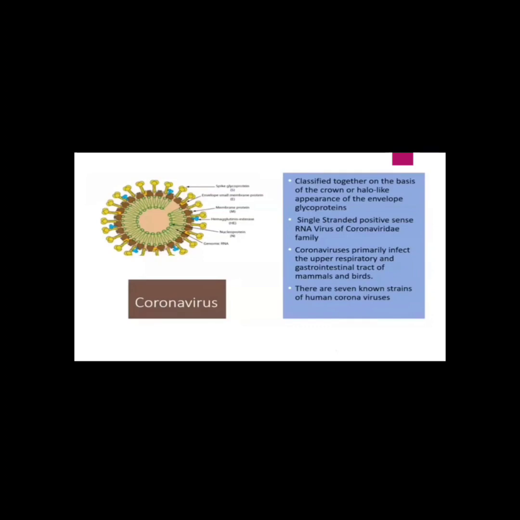To study the pathology and treatment aspects of any disease, we must know the structure of the causative organism. So, we will first see the structure of the coronavirus. Coronavirus contains 4 structural proteins. They are: first is spike, second is envelope, third one is membrane, and fourth one is nucleocapsid. Based on the appearance of the envelope glycoproteins, the coronavirus is divided into 2 types. First is crown-shaped, second one is halo-like appearance. The coronavirus is a single-stranded positive sense RNA virus, and it primarily infects the upper respiratory and gastrointestinal tract in mammals.